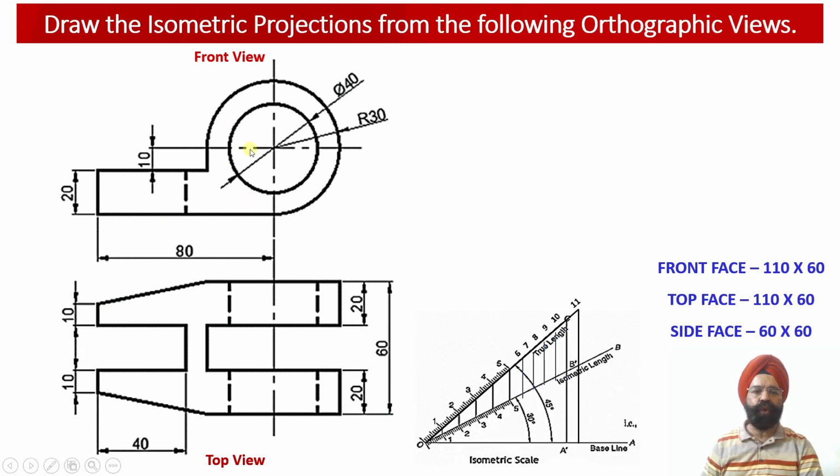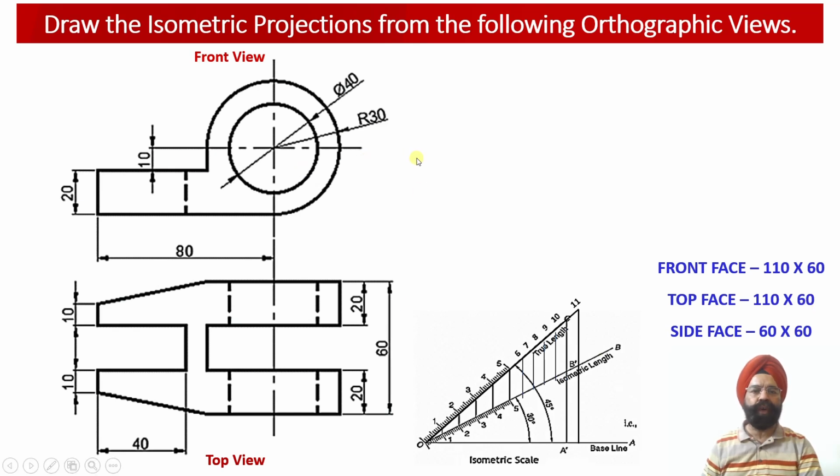Similarly, when we look at the solid from the top, we observe that the length of the solid is equal to 110 millimeter, while the width of the solid happens to be equal to 60 millimeter. So the dimensions of the top face of the solid will be 110 millimeter length and 60 millimeter width.